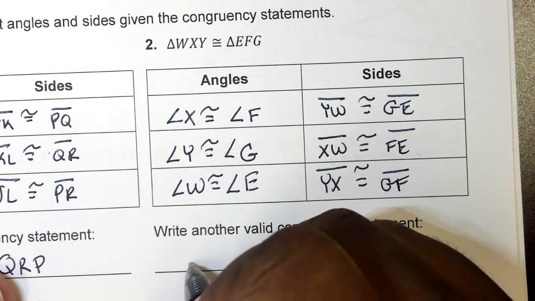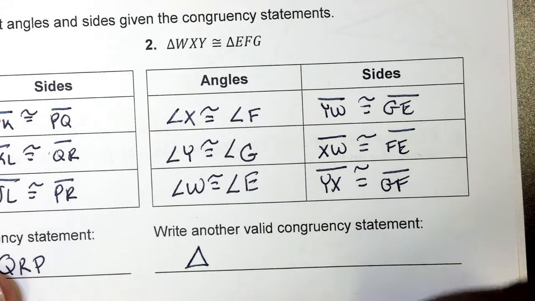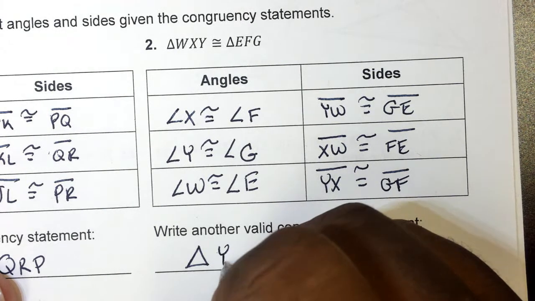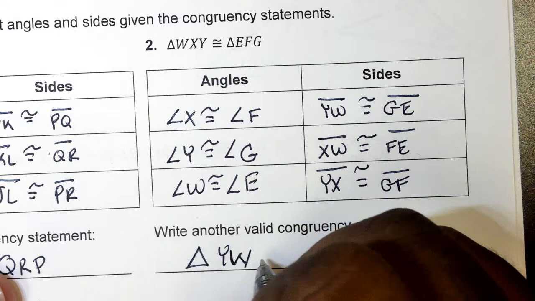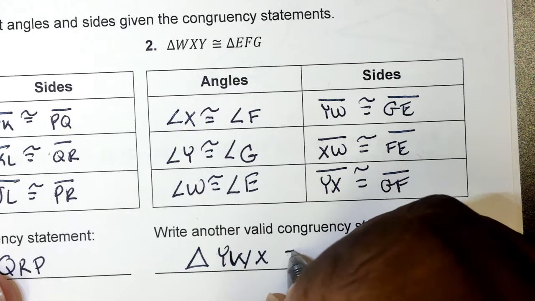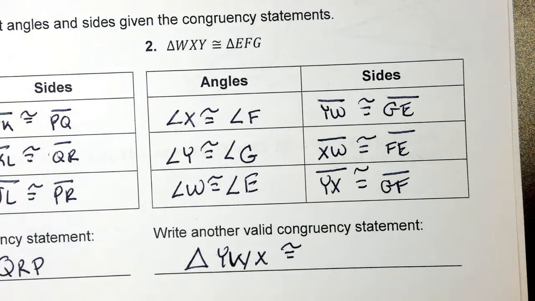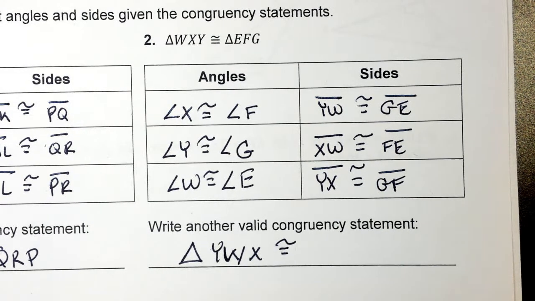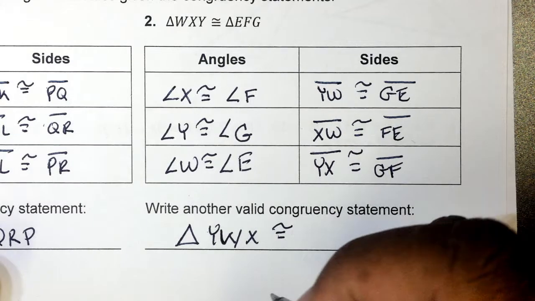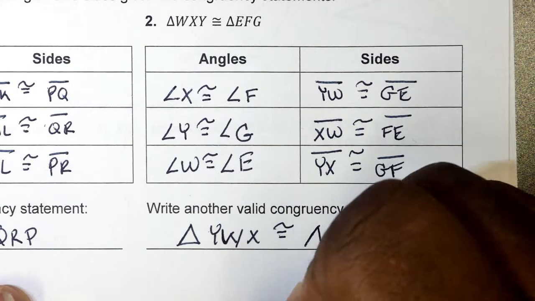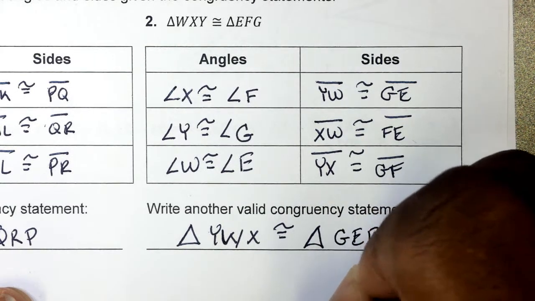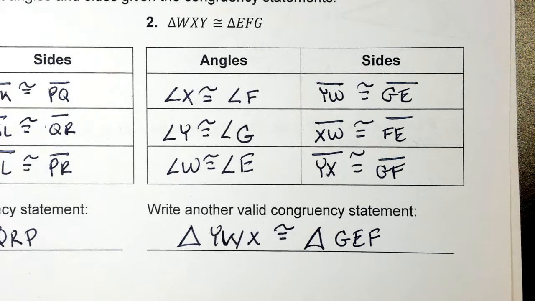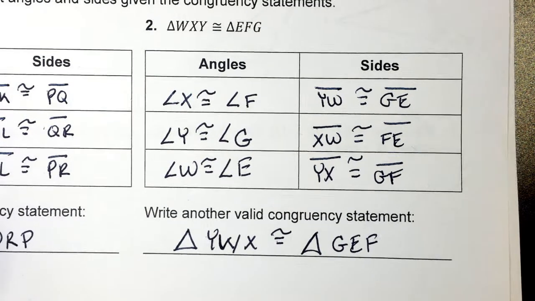And then Kevin, talking to Kevin only. Say if I call a triangle YWX, say if I switch the congruency statement of that. Yes, triangle GEF. Good. Rolling along decent on the front.